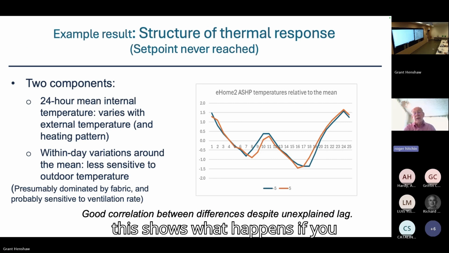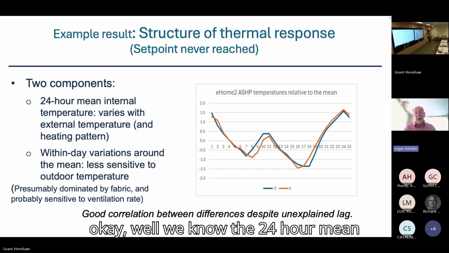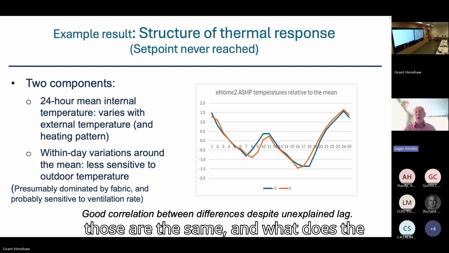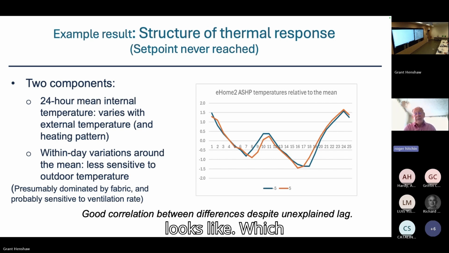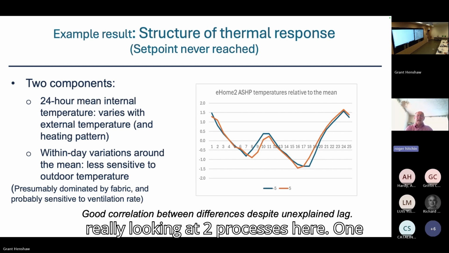This shows what happens if you adjust the temperatures relative to the 24-hour mean internal temperature in that room. So in other words, just saying, okay, well, we know the 24-hour mean temperature, let's adjust them all so those are the same, and what does the variation look like? And that's what it looks like, which sort of leads to the idea that we're really looking at two processes here.